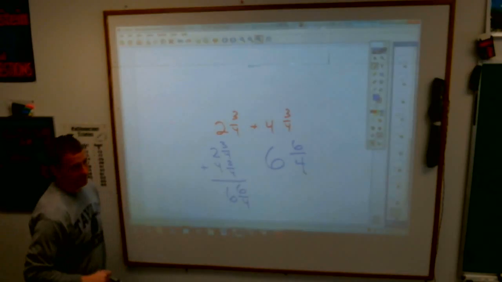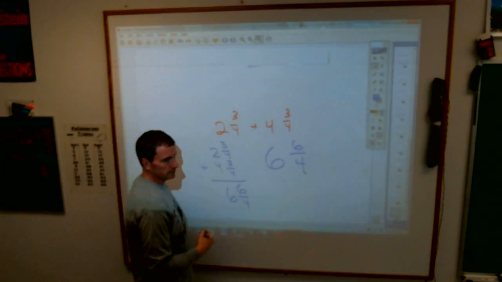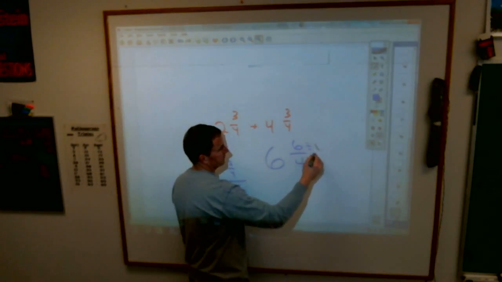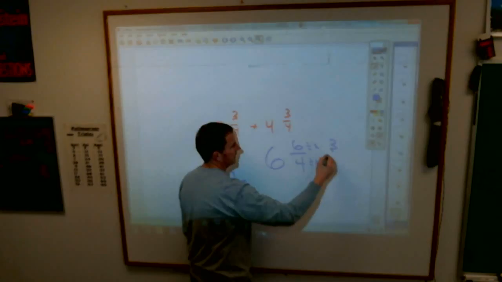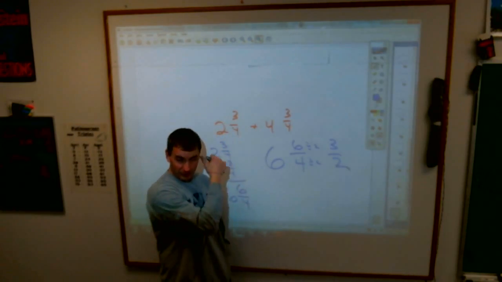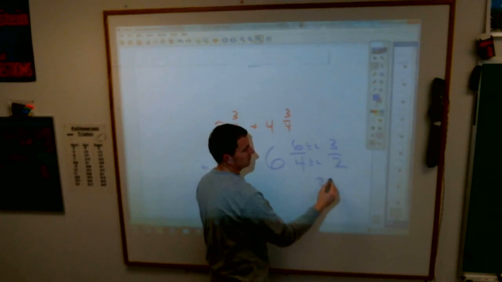And certainly I can't leave the 6/4. What do I have to do with it? Lauren? Alright, cut them both in half. And I end up with 3/2. Still not done because 3/2 is improper, so I'm going to have to divide 2 into 3. A little bit of work to do here.